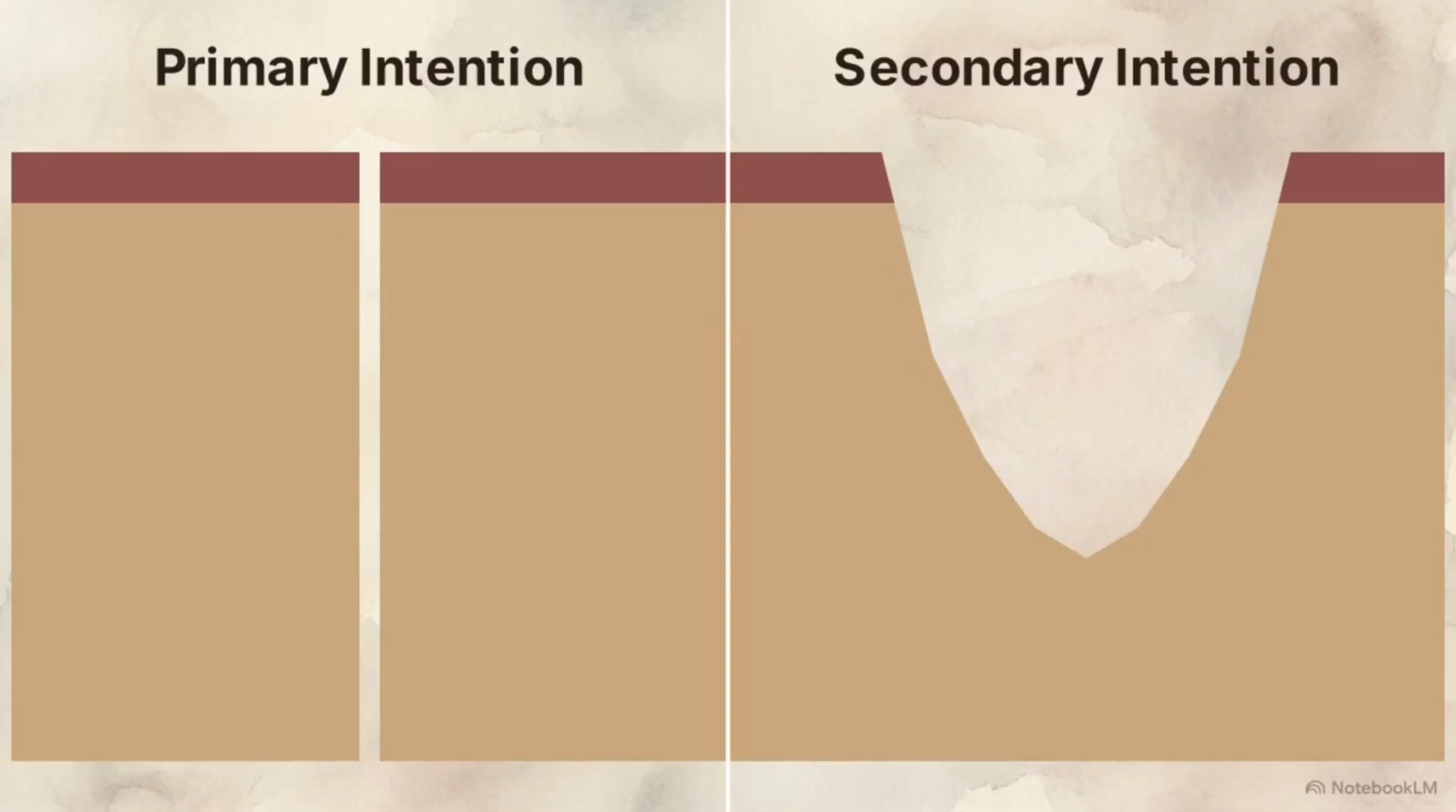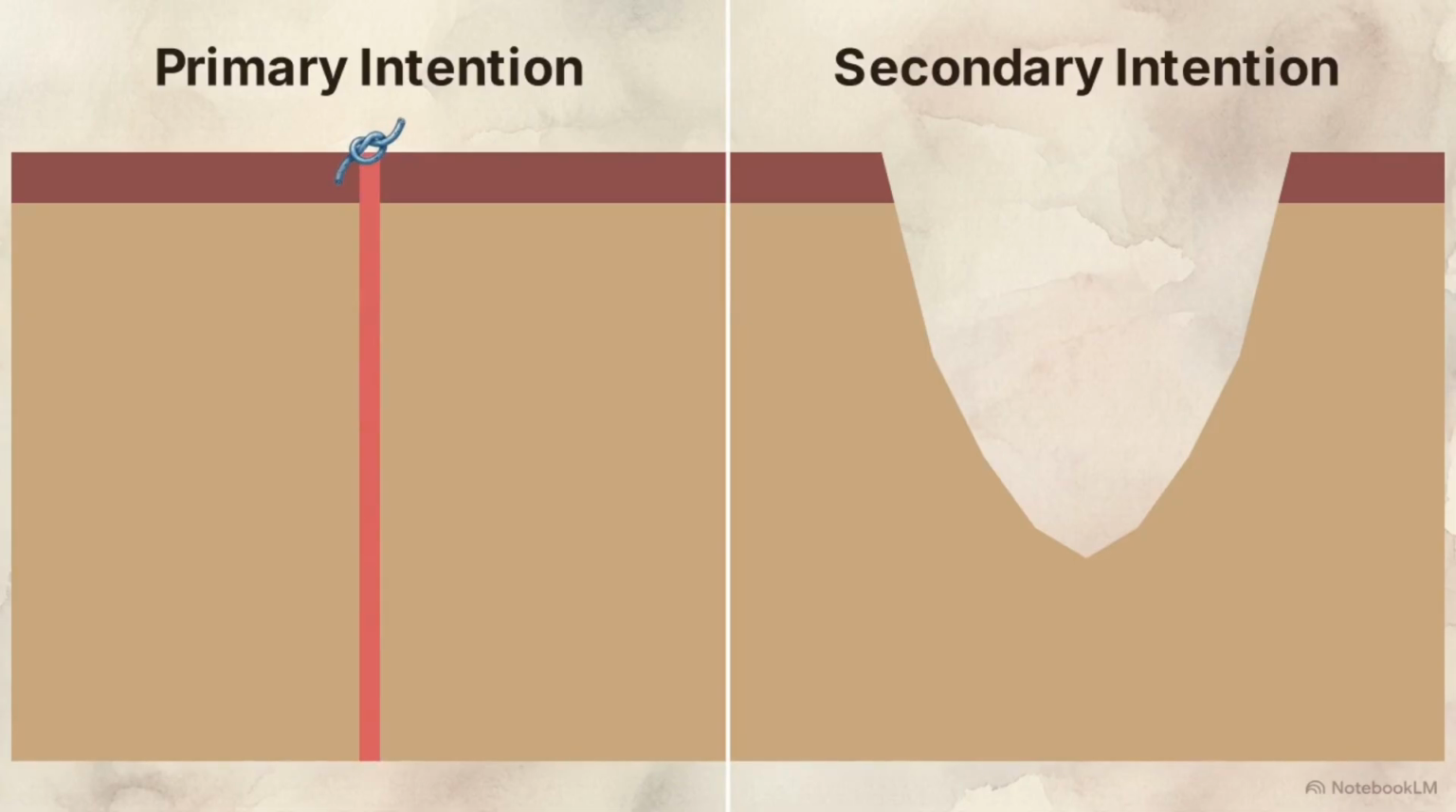This split screen shows 2 clinical scenarios. On the left, primary intention healing has minimal tissue loss with tightly approximated edges. Because the gap is narrow, a minimal volume of granulation tissue bridges it quickly. Contrast this with the right side. Secondary intention healing leaves a wide structural void.